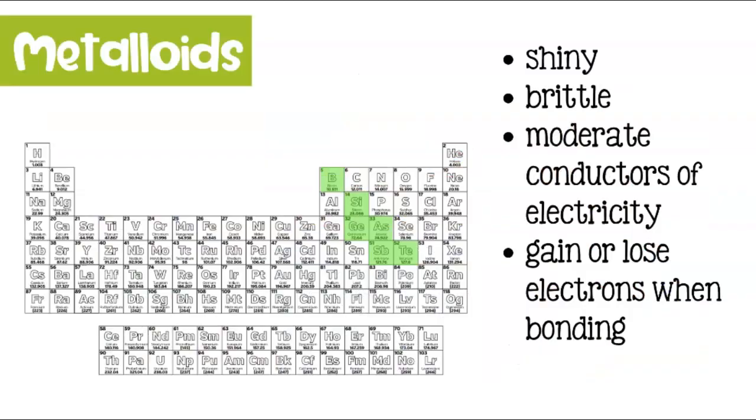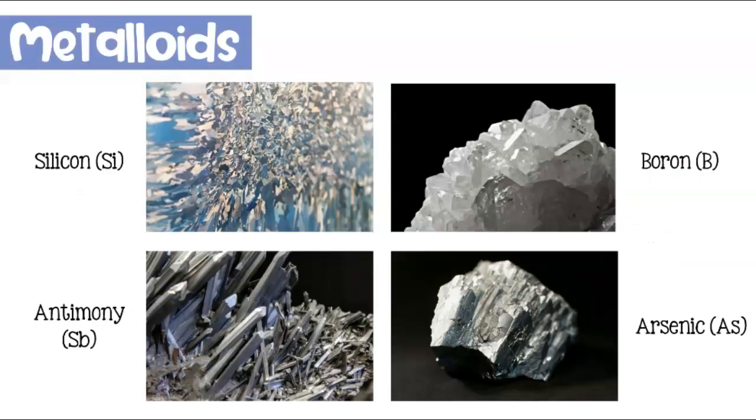These elements in green are all metalloids. They have properties of both metals and nonmetals. So metalloids are shiny, they're brittle, which means they break easily. They are moderate conductors of electricity. That means they conduct some, but not as much as metals. And they can either gain or lose electrons when bonding. Metalloids include silicon, Si, boron, B, antimony, Sb, and arsenic, As.